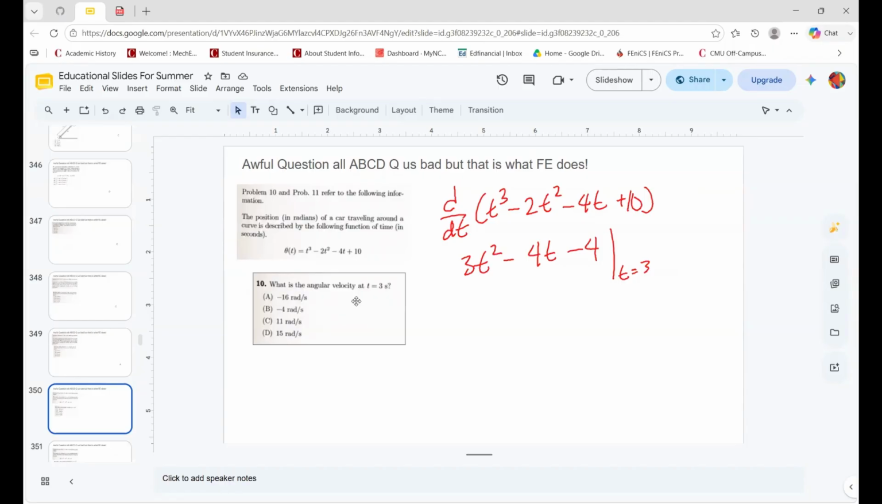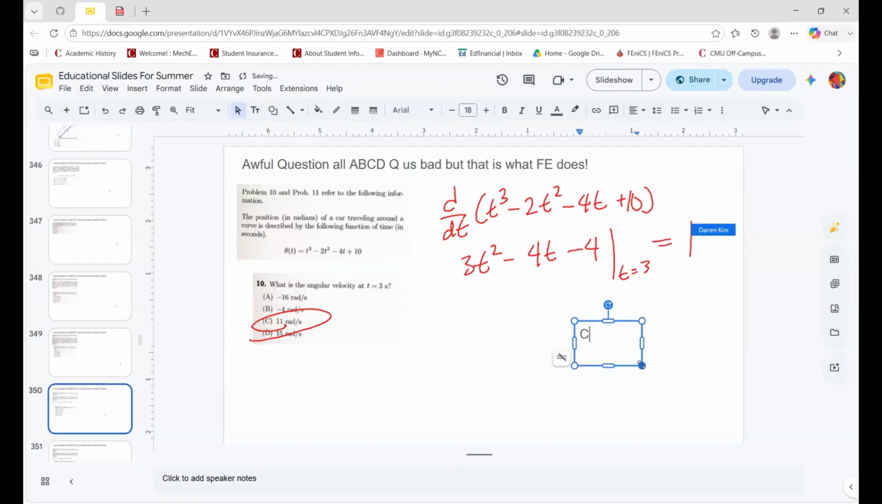Minus 4. Okay, I get 11. So I'm accepting C is the answer. And we're moving on. Yeah, I got this being equal to 11, and that is what we're going to assume is correct.